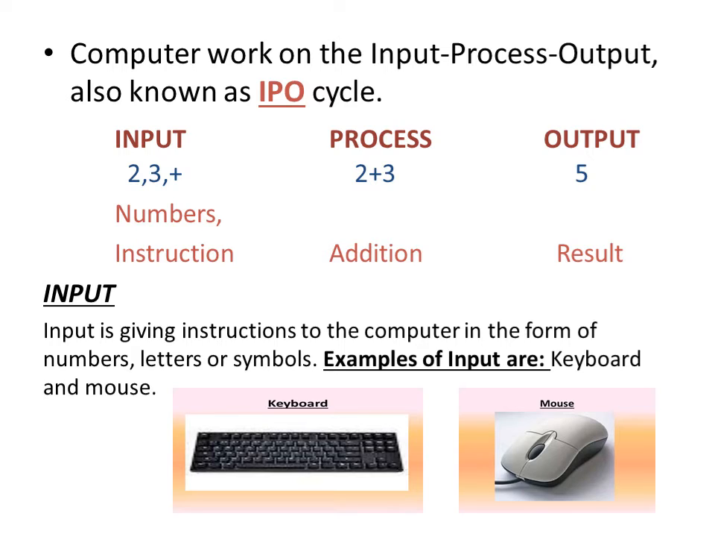We will give the first instruction, which comes in the input. Then we will add, or multiply, or subtract, whatever you want to do with these numbers, that comes in the process. Then what is the result coming out of that sum? That is called output. So computer works on IPO cycle, input, process, output.